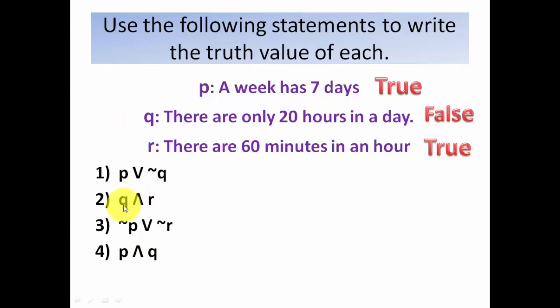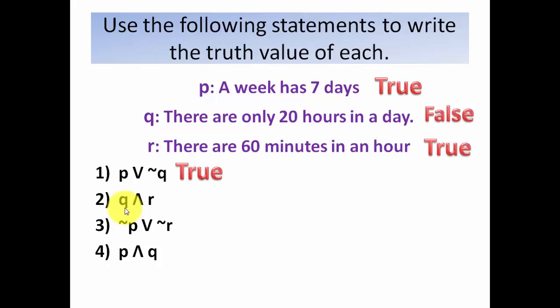Now down here, when we're determining the truth value of the whole thing, remember for ORs, only one has to be true for it to be true, and for ANDs, both have to be true for the whole thing to be true. So for number one, we have P, which is true, and we have not Q, which is going to be true, and it's an OR statement. Since at least one of them is true, the whole thing is true.